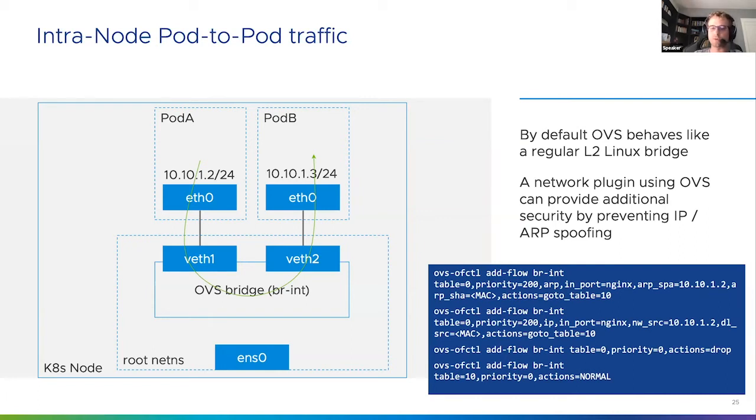And if you look at the first command in the blue box, you can see that we add a flow that will match all our packets coming from our pod. And if the IP address or the MAC address advertised by the ARP packet match what we have configured for the pod previously, then we will forward the traffic normally. If they don't match, we will drop the traffic.